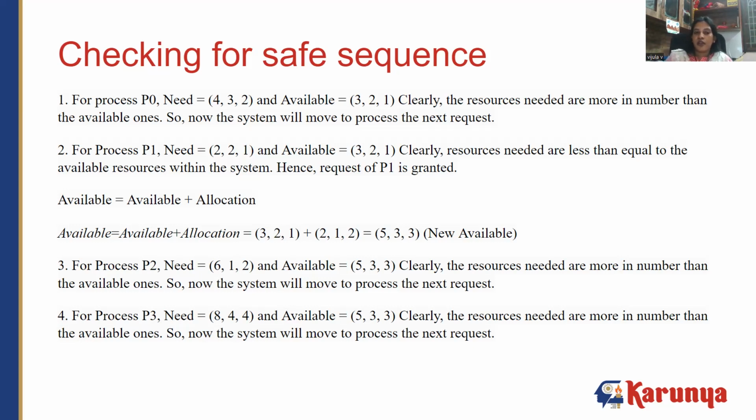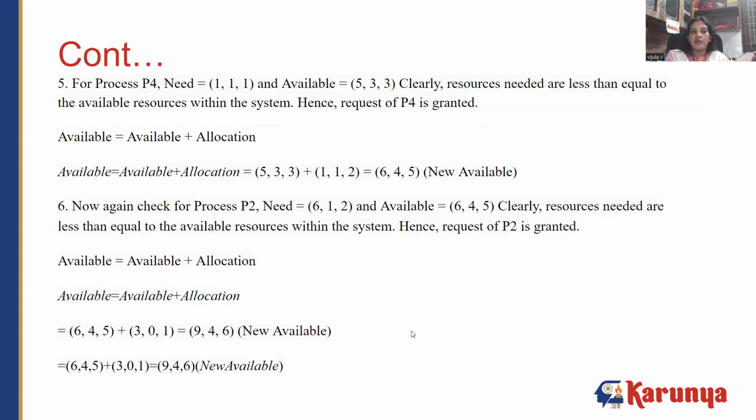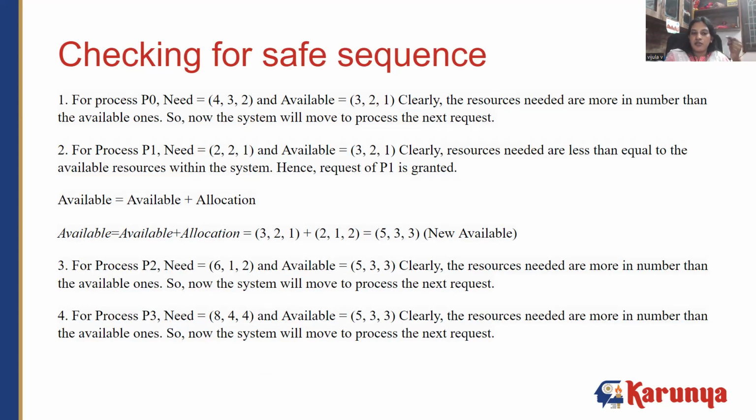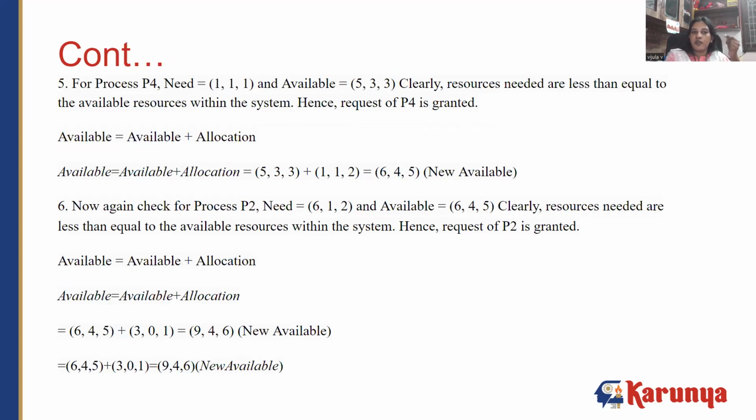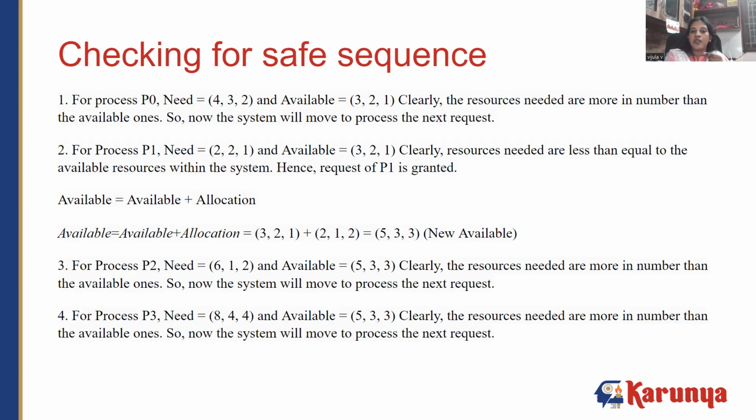To find out the new availability, you add available plus allocation to get your new available. Now the same follows for both process P2 and P3, and the same goes with process P4. After P4, what happens? You went through P0, 1, 2, 3, and you come back to 4. Then you again go back to P2, and you find that the resources needed are less than or equal to the available resources within the system. So now the request of P2 is granted.